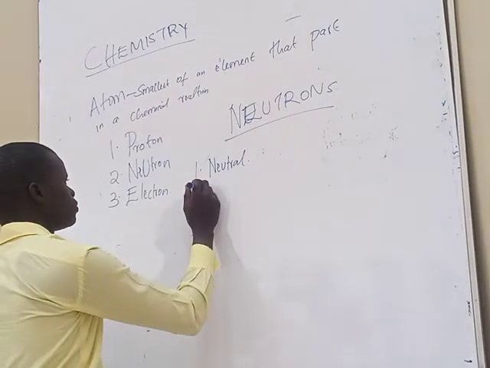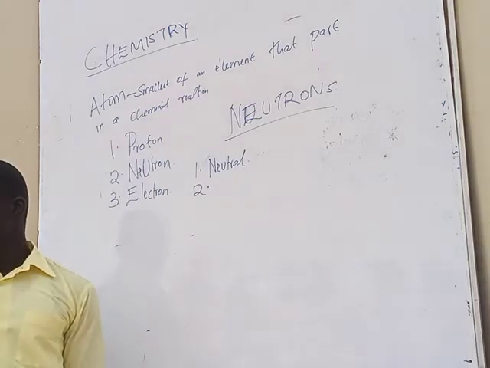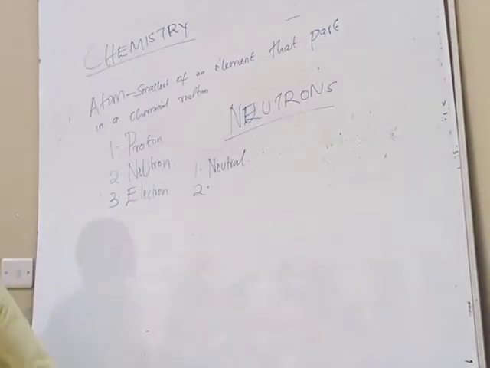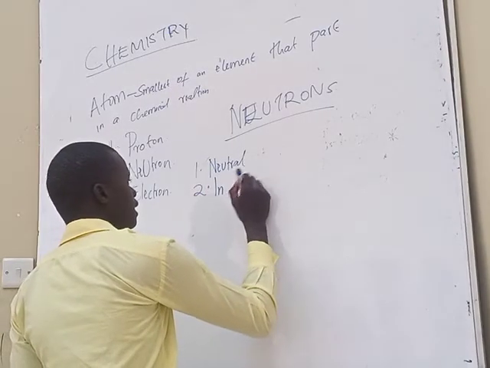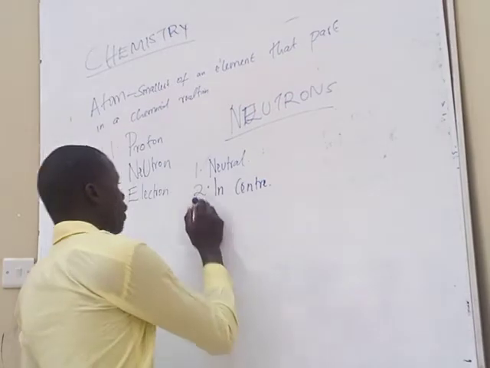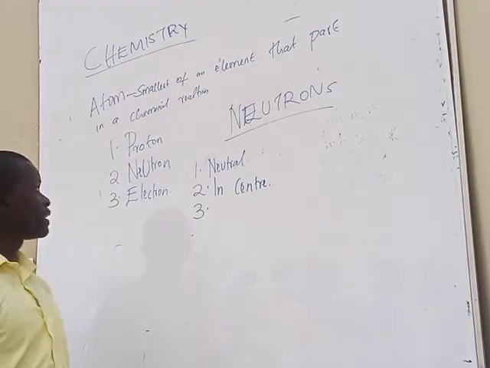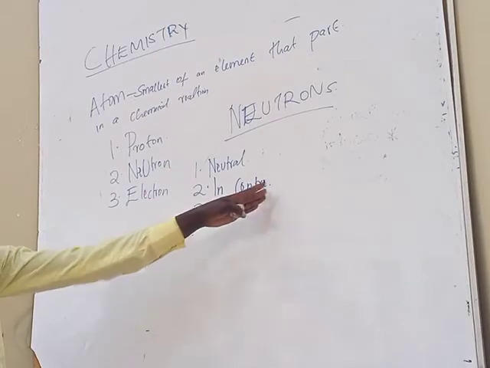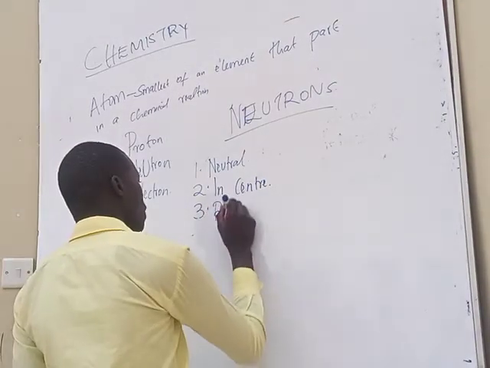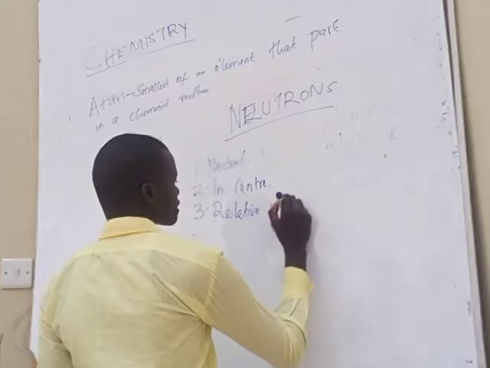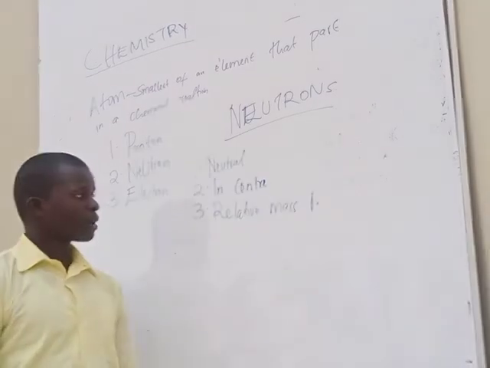Then characteristic number two of these neutrons, keep in mind that like the protons, they are found in the center. So neutrons are located in the same place as the protons. They are also found in the center of an atom. As we said earlier that protons are in the center, the same applies to neutrons. Then characteristic number three, neutrons also have a relative mass of one, just the same as the protons.